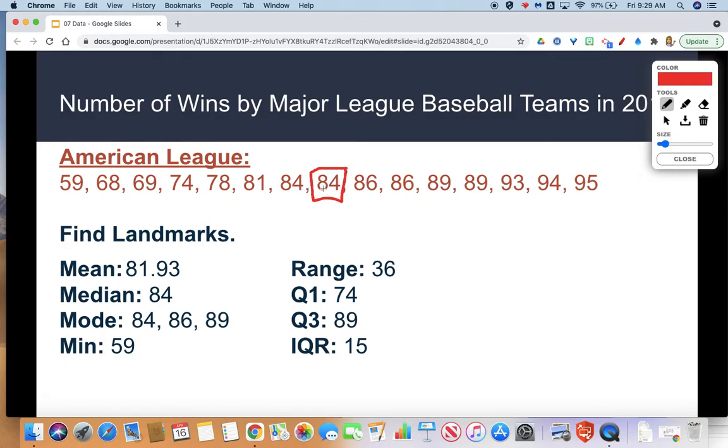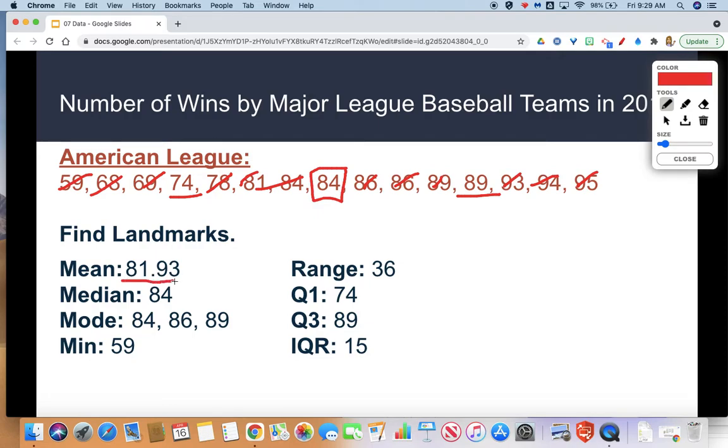For my lower quartile, I look at all the numbers below that 84, and I do low, high until I get to that center, which ends up being 74. So there's my Q1. And then for my upper quartile, I do the same thing, but with all the numbers above the median, I get down to 89. That's my upper quartile, or Q3. That IQR is when you subtract your 89 minus 74. That's how I got 15.